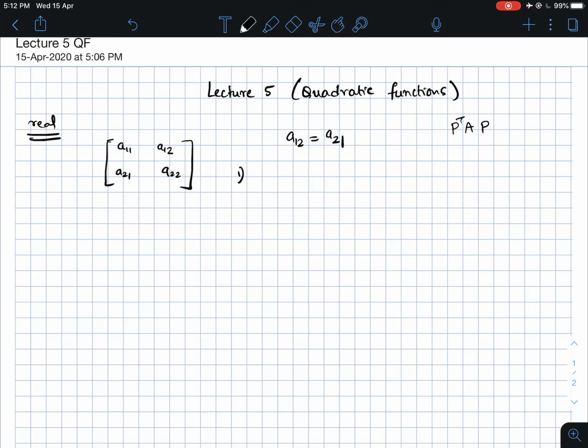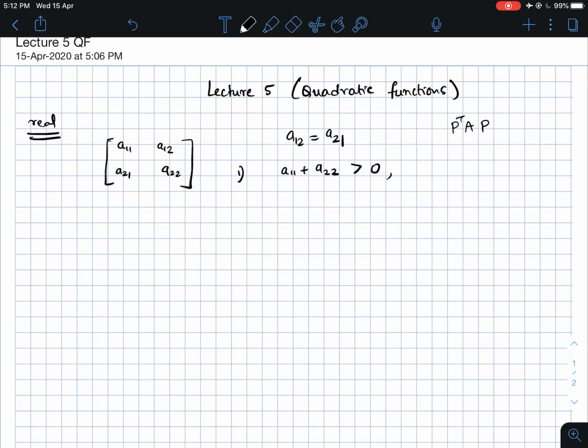The most important thing to see for the roots of a quadratic to be positive is to make sure that the sum of the roots is positive and the product of the roots is positive. In this case, the sum of the eigenvalues is the trace of the matrix, so the trace must be positive: A11 plus A22 must be positive. The product of the eigenvalues is the determinant of the matrix, so A11 A22 minus A12 A21, which is just A12 square, must be positive.